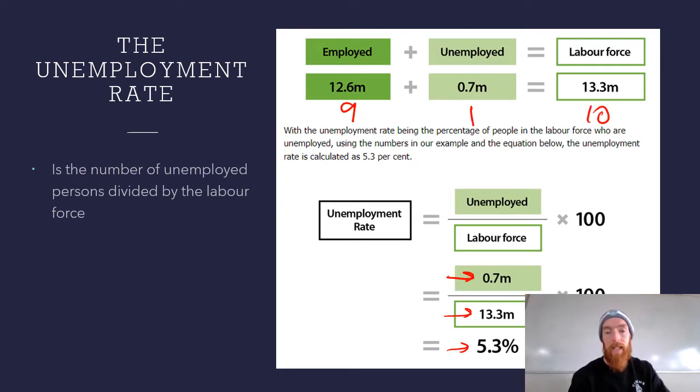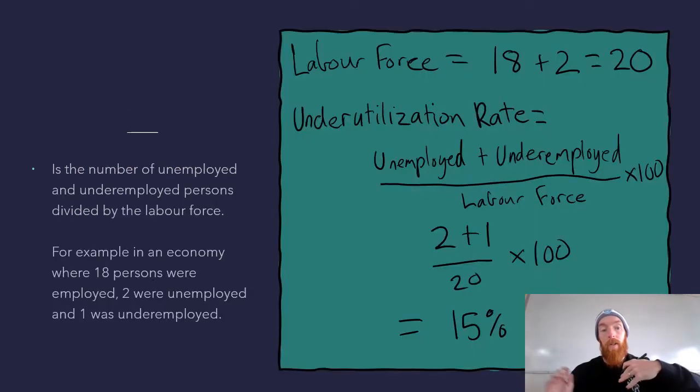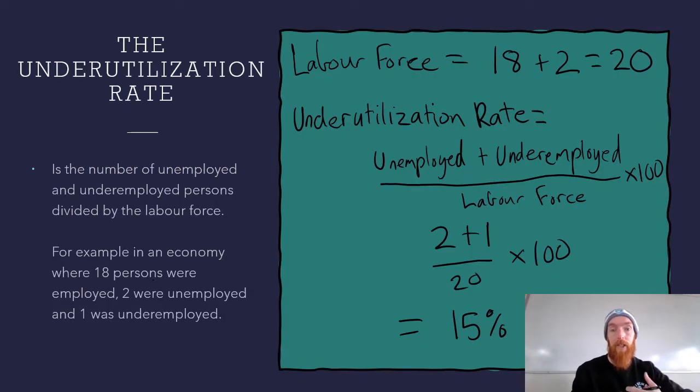That is going to mean in that case that we've got 1 over 10 times 100, and that is going to be a 10% unemployment rate. So you just need to be able to work that out, being able to work out what the labour force is, and then work out the unemployment rate from that. Then our last measurement that we've got to do in terms of our overall math is the underutilization rate.